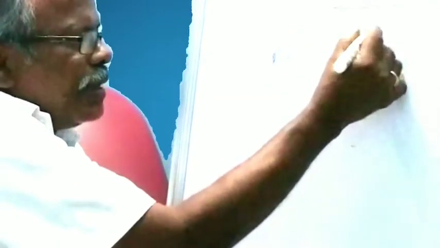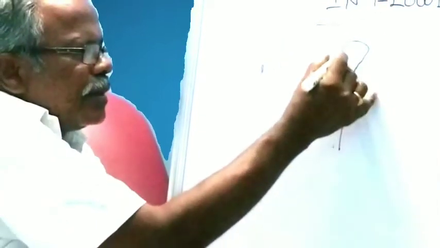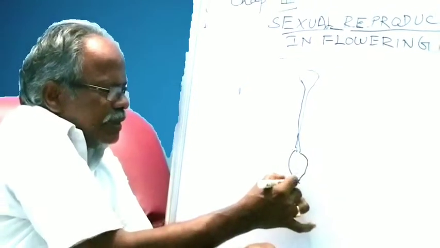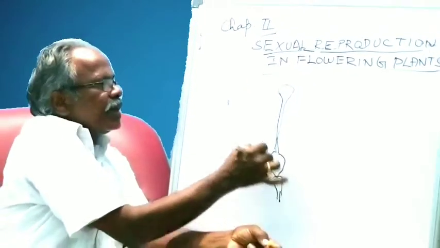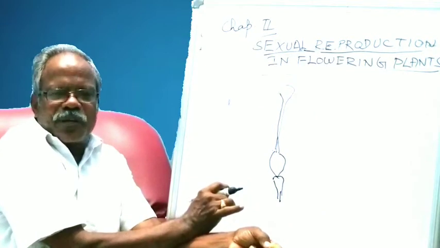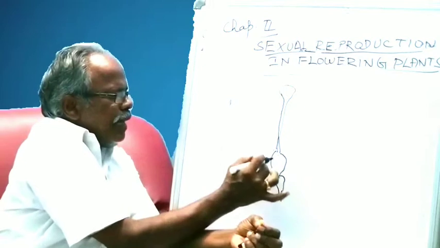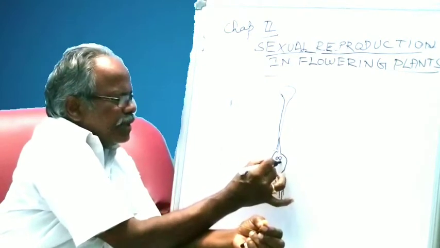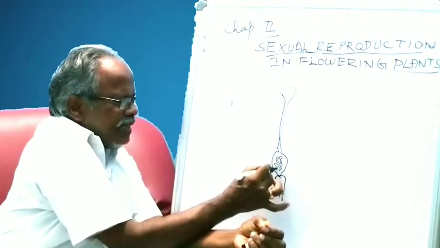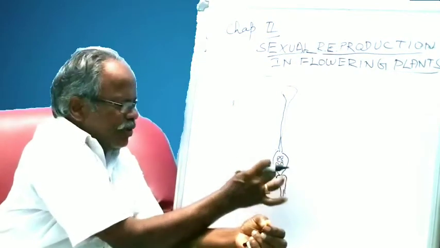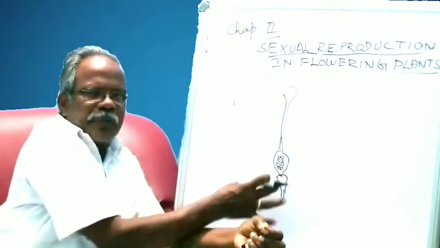Then the innermost whorl of the flower has the stigma, style, and the ovary. These 3 parts are considered the gynoecium, or female reproductive part. The ovary contains ovules, and the ovules become seeds after fertilization, that we are going to see now. So this is the female part of the flower.